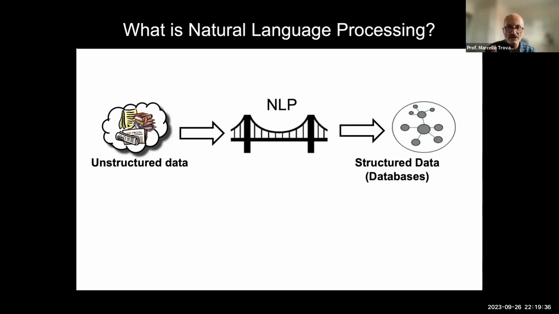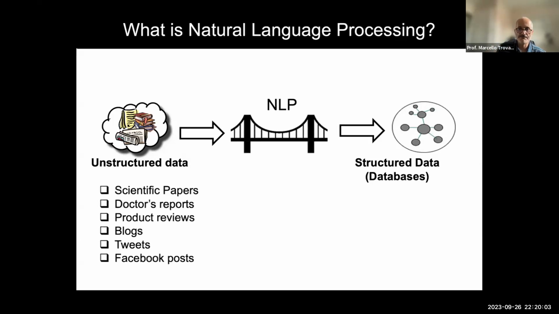So you read this slide and you can extract some meaning. But if you think of it, all we have are symbols, dots on a screen, nothing else. But then you are able to look at letters, to consider words, and words together will form a structured data set, something that we can actually use to get some meaning out of. And so we have, for example, scientific papers, doctors' reports, product reviews, blogs, tweets, Facebook posts, and so on and so forth.